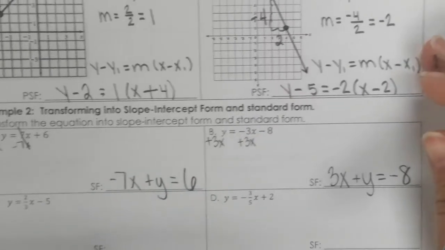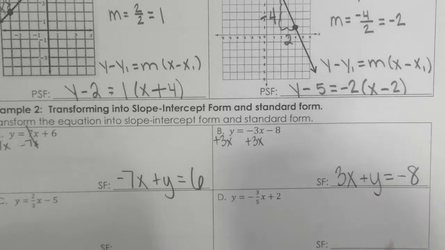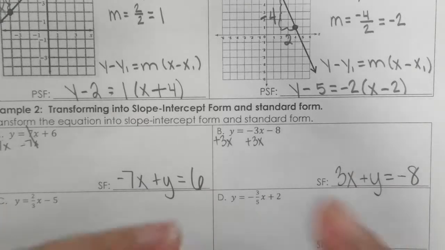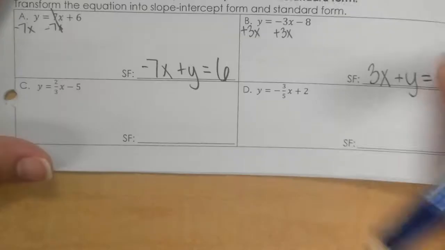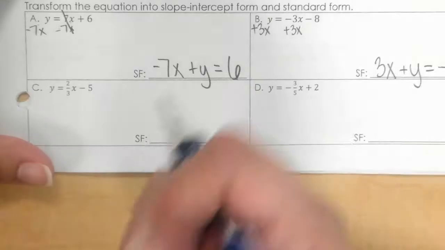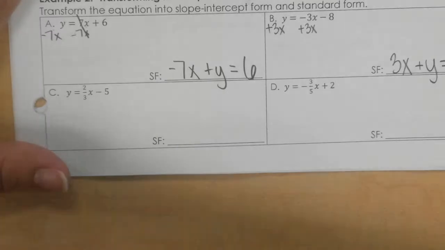Okay, and as you notice in these two examples, all of our numbers are whole numbers, right? There's no fractions, there's no decimals, etc. So we want to have that integer. We don't want to have any kind of a fraction. So in C and D, we do have fractions, and it would be really easy just to put like minus 2/3 x, but we can't do that. We can't have a fraction. So we have to clear the fraction.